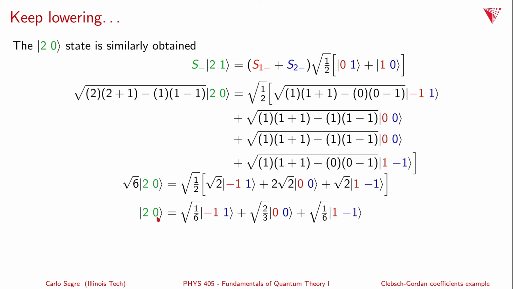the state 2, 0 for s and m is equal to 1 over the square root of 6 times the state 1 minus 1, 1, plus square root of 2/3, state 0, 0, plus square root of 1/6, state m1 is equal to 1, and m2 is equal to minus 1.